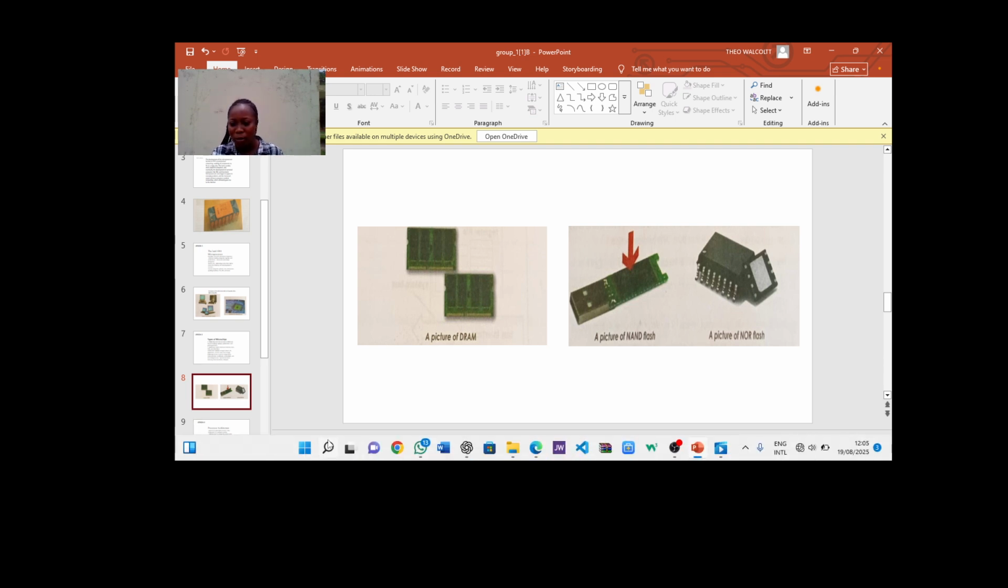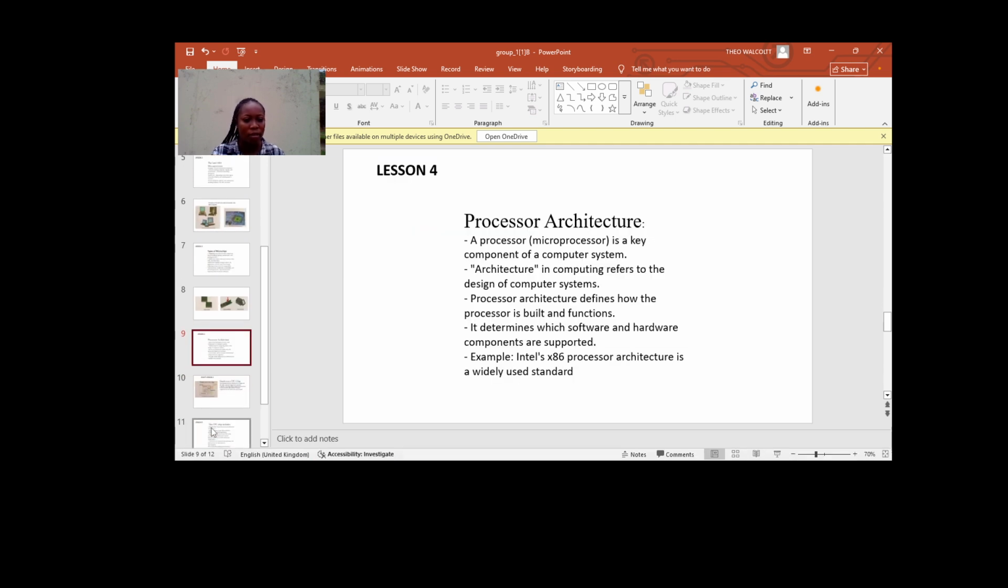Okay, we are continuing with processor architecture. A processor architecture is also known as microprocessor. It's a key component of a computer system. Architecture in computing refers to the design of a computer system. Also, processor architecture defines how the processor is built and functions. It determines which software and hardware components are supported. Here are the examples. The Intel x86 processor architecture is widely used.